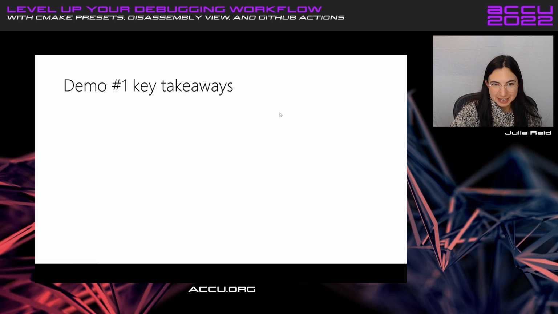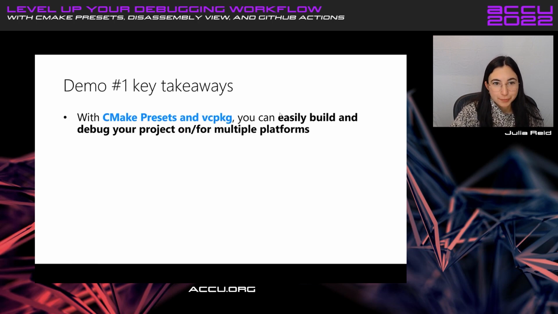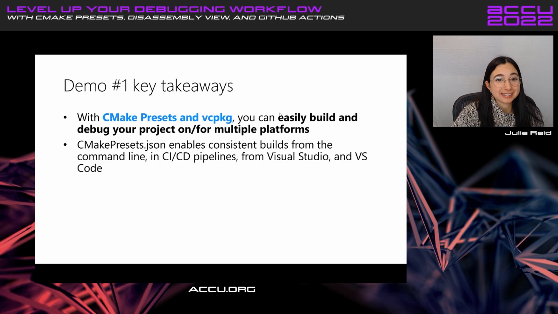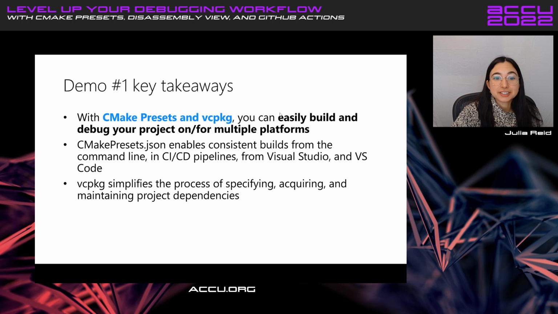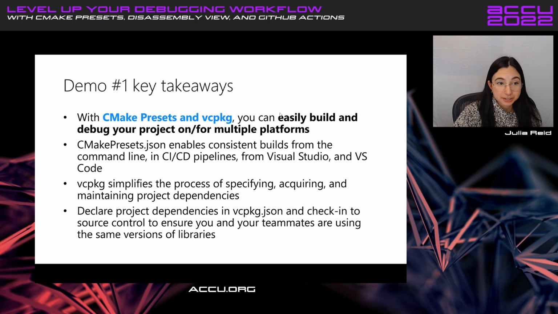Let's talk about some key takeaways from that first demo. With CMake Presets and vcpkg, you can easily build and debug your project on and for multiple platforms. CMakePresets.json enables consistent builds from the command line, in a CI/CD pipeline, from Visual Studio, and in VS Code. vcpkg simplifies the process of specifying, acquiring, and maintaining project dependencies. And lastly, you can declare project dependencies in vcpkg.json, the manifest file, and check it into source control to ensure you and your teammates are using the same versions of libraries.